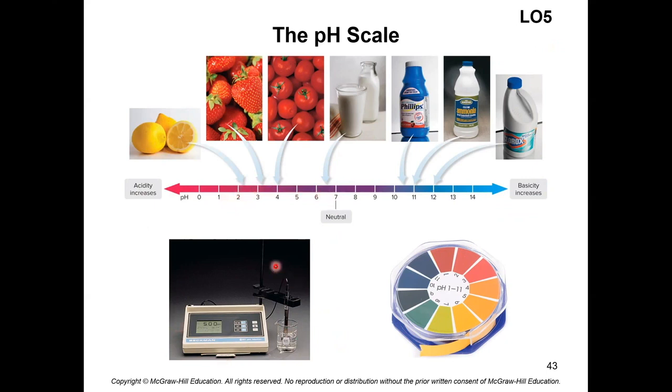These things down here, this is a pH meter. This is one way we measure in the lab the pH of a solution with good accuracy. And this here is going to be a pH strip.